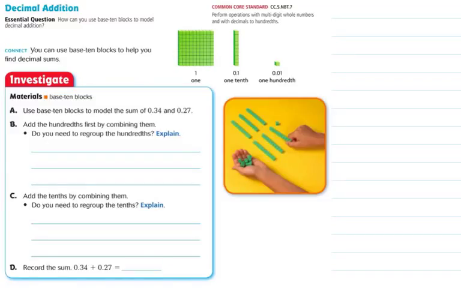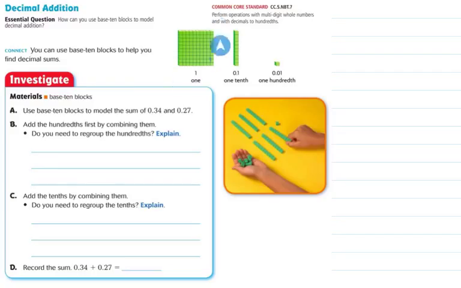Students, in lesson 3.5, we are going to do an investigation with decimal addition. Our essential question at the top of the page is, how can we use base 10 blocks to model addition? So just a reminder, boys and girls, we are going to use the base 10 blocks that we used at the beginning of chapter 1, but we're going to deepen our understanding.